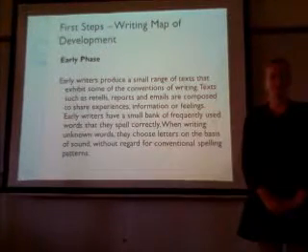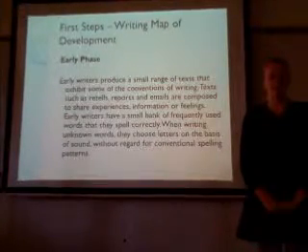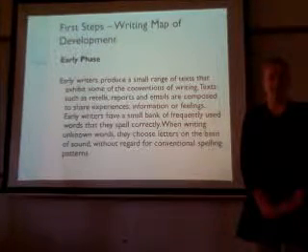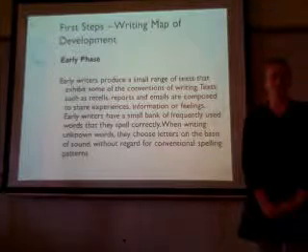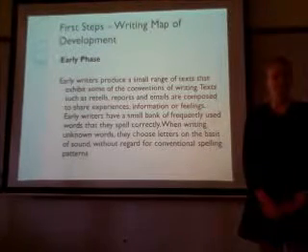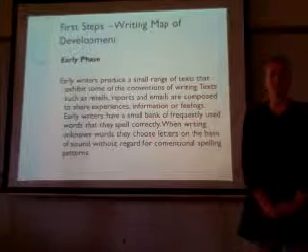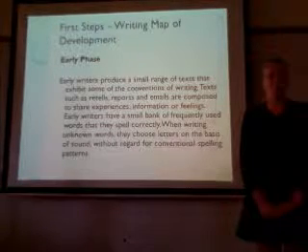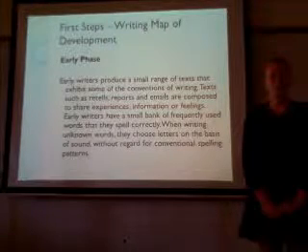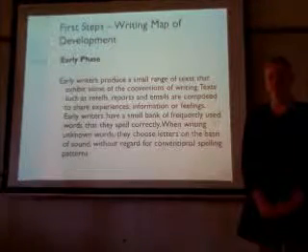Early writers produce a small range of texts that exhibit some of the conventions of writing. Texts such as recounts, reports, and emails are composed to share experiences, information, or feelings. Early writers have a small bank of frequently used words that they are able to spell correctly. When writing unknown words, they choose letters on the basis of sound, with no regard for conventional spelling patterns.